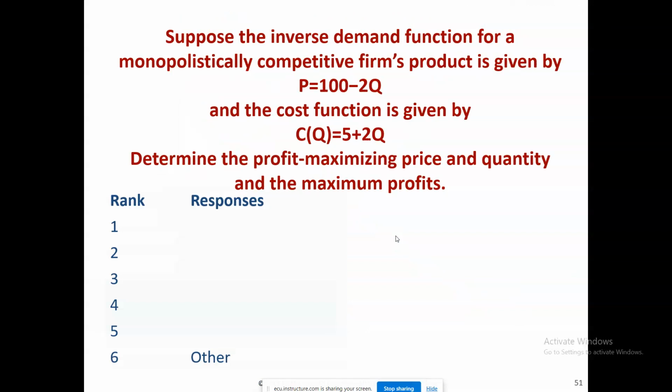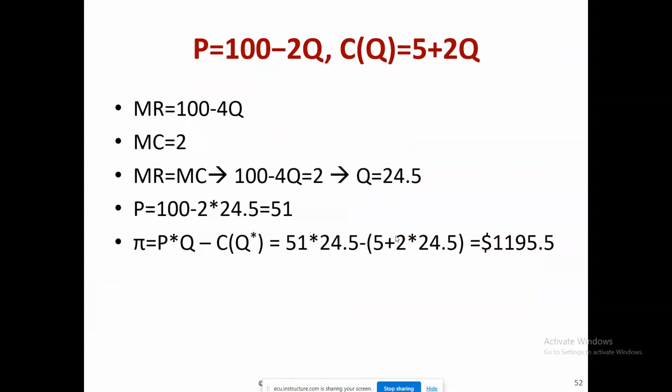This is a practice for a monopolistic competition firm. Please pause and try. Alright, so we know the price demand curve is in its inverse linear form. So marginal revenue shares the same vertical intercept and the slope is twice as big. Marginal cost, we take the derivative of that with respect to output. We got 2. Equating the two of them, we figure out quantity is 24.5. Plug this into the demand function, figure out the price. Again, profit is this number, just like the monopolist.